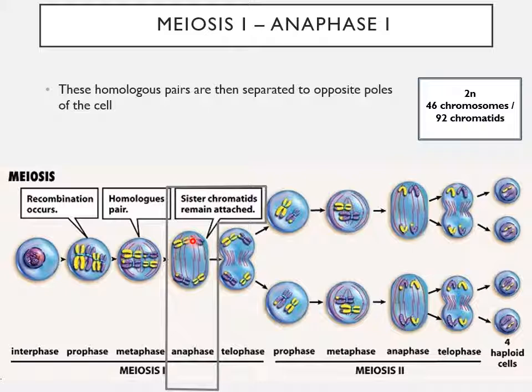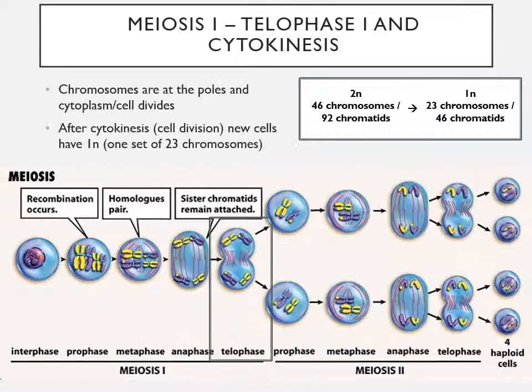So that's a little bit different than mitosis, which looked more like this here. Sister chromatids remain attached and separate to opposite sides of the cell during anaphase. Again, we are still diploid, still 46 chromosomes, and still 92 chromatids.